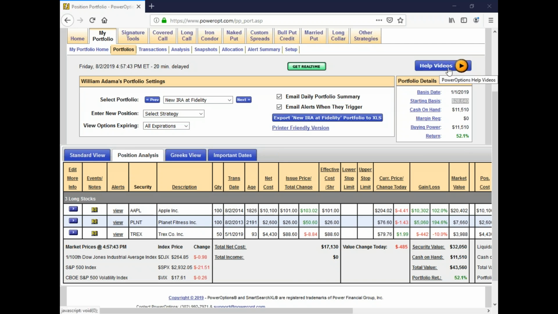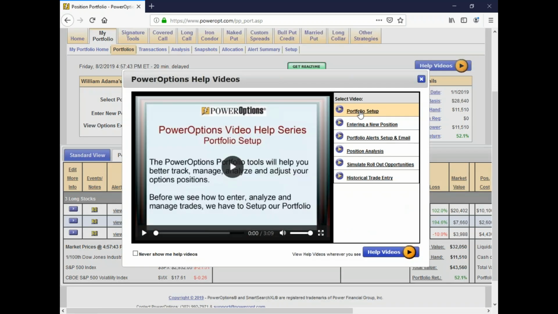Remember, too, you can click on the Help Videos link here once you're in the portfolio at any time. This walks through the portfolio setup exactly as explained. Yes, it's an older video, but it shows exactly why I choose to use the starting basis equal to the cash on hand and set up a starting date that I want to start recording the positions on from the portfolio beginning, or you could just use today if I wanted to. That doesn't really necessarily matter. But then entering a new position is the second step, then setting the alerts and setting up an email, position analysis view for evaluating rollout opportunities, how to simulate your own rollout opportunities manually, and how to enter historical options trades or stock trades if you want to. There are 4 or 5 quick 4 or 5 minute videos there that walk through kind of what we did in step 1 and step 2, portfolio setup.